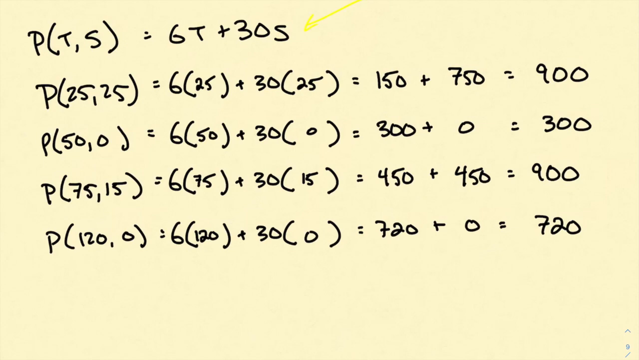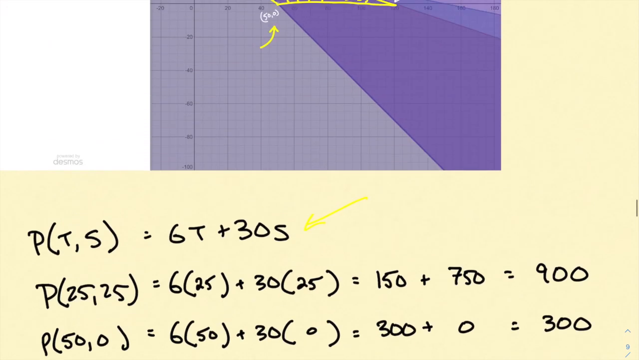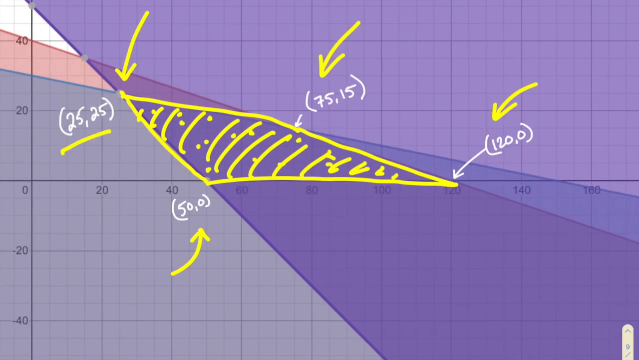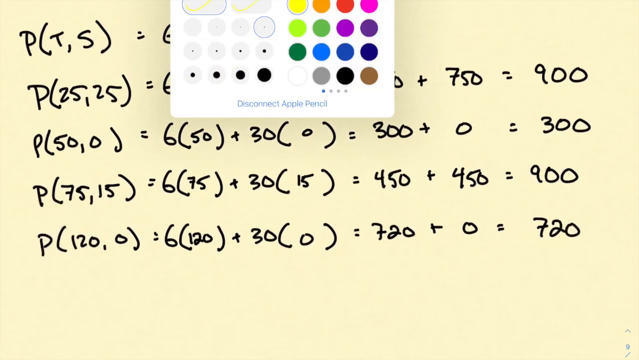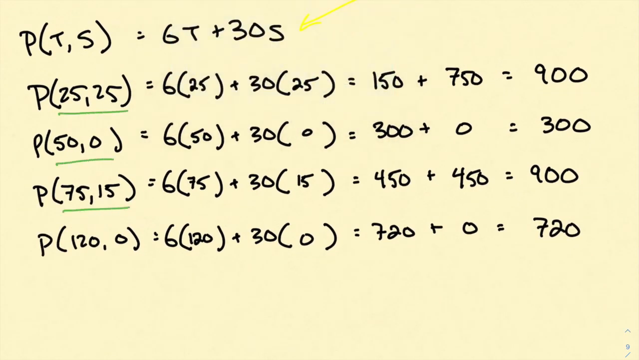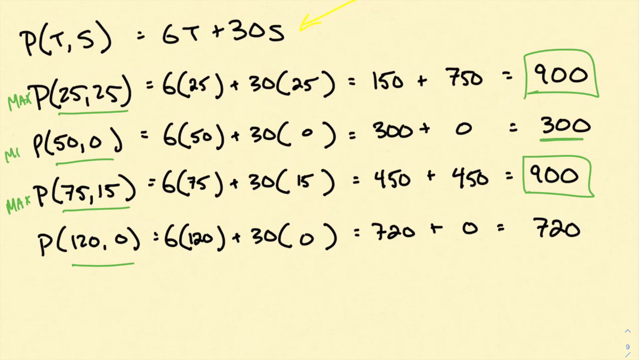I use my objective function, and I substitute in each of the vertices. I wrote my vertices in white. So (25, 25), (50, 0), (75, 15), and (120, 0) are my 4 corners. In Desmos, you can find that just by tapping on the 2 lines where they touch. Pretty nice. And I put each one of those in for T and S, and I found that I had 2 highest numbers. So that means I have 2 maximum options. Either one of them will produce my maximum profit, and though this question doesn't ask for it, I do have a minimum as well. So my minimum amount of profit would be the 300.